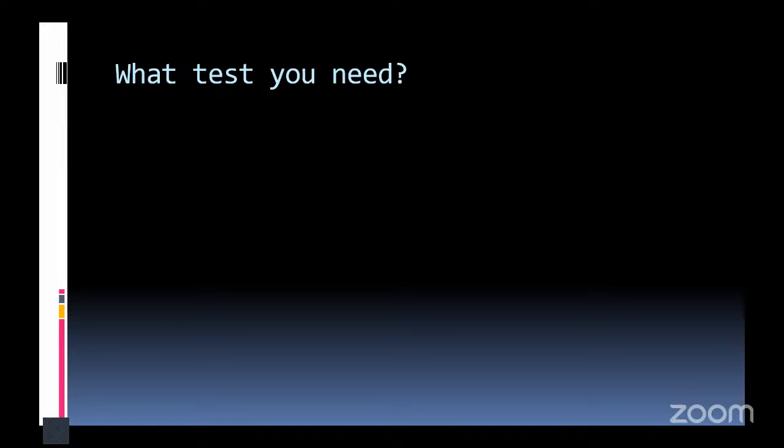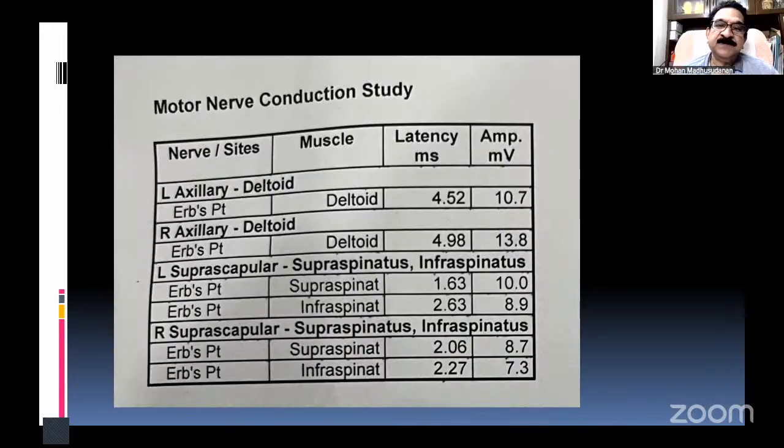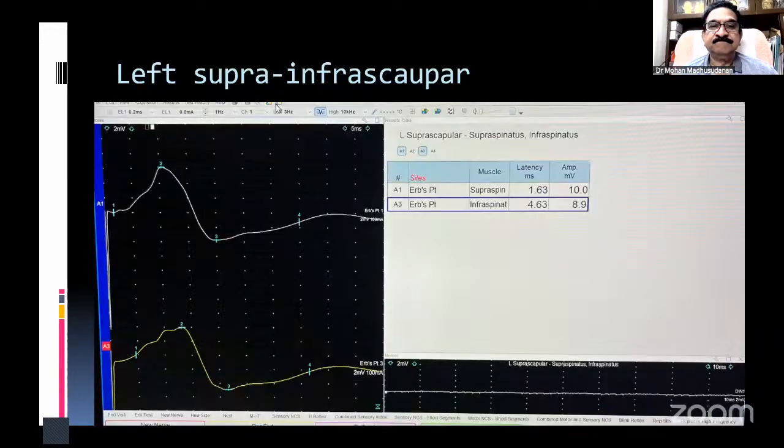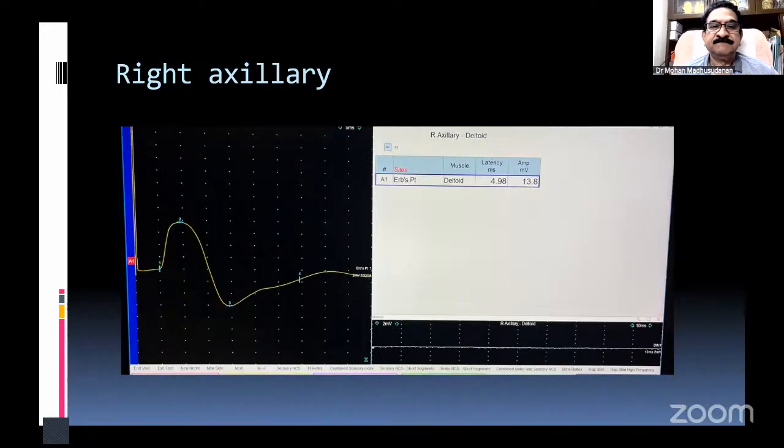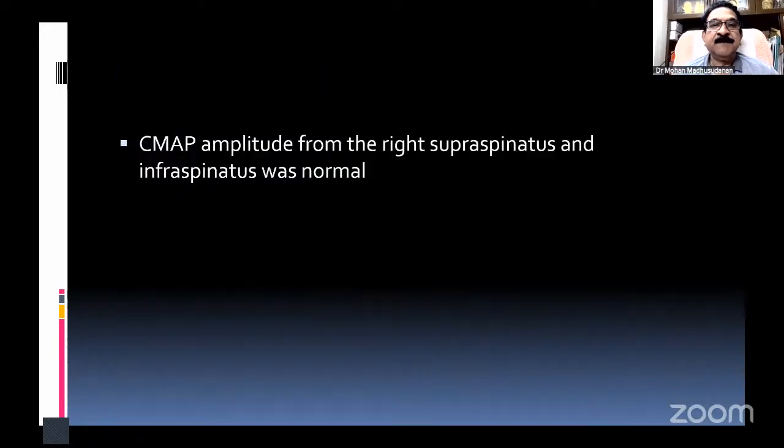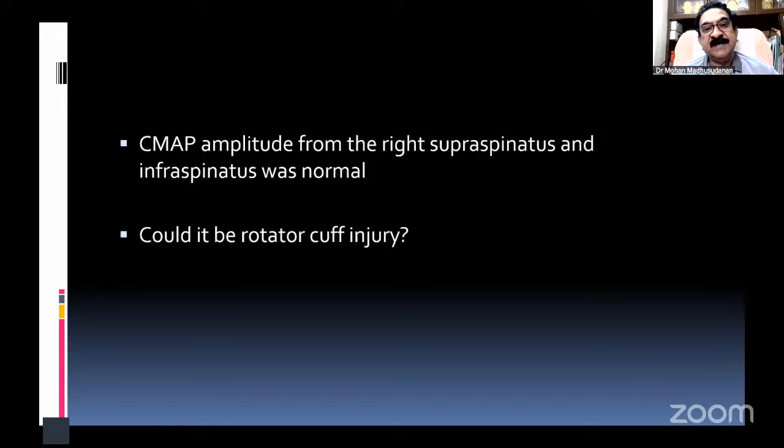Okay, sir. So what test will you do? So nerve conduction was done. That is normal. The supraspinatus also is normal. CMAP on the supraspinatus, infraspinatus normal. So could it be a rotator cuff injury? That is the thing I had in mind. So what would you like to do now?